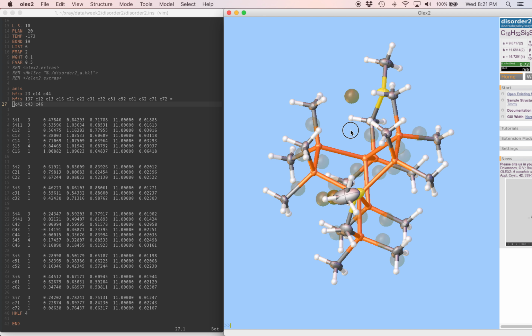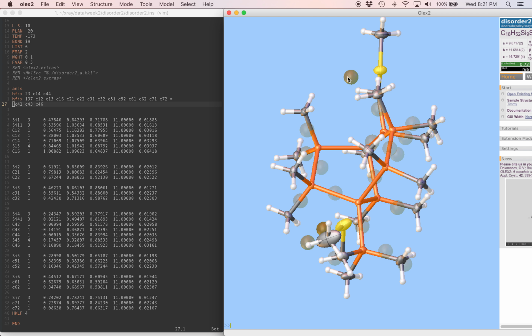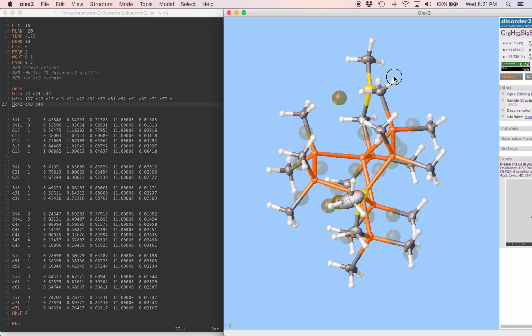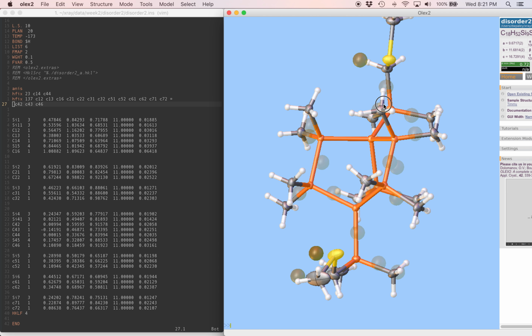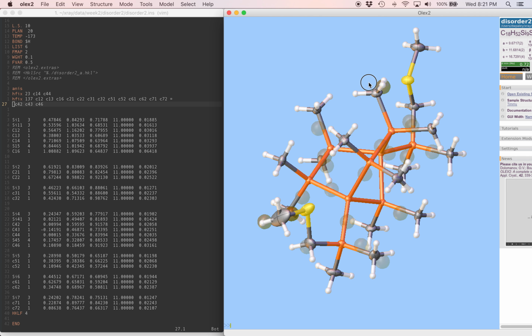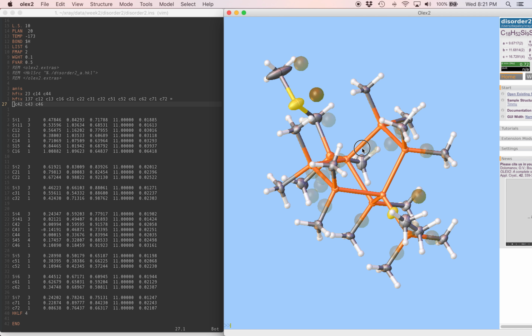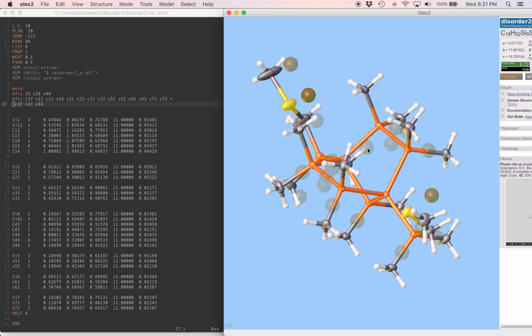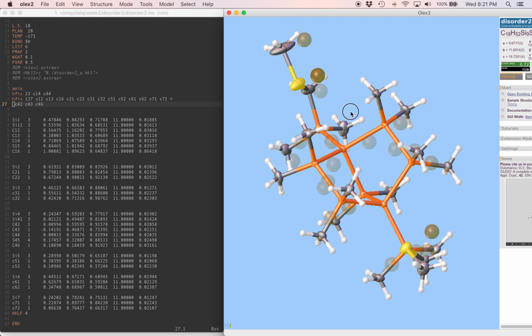Over here, another large Q peak is 1.2 electrons, and that's in a very similar position near the other methyl thio group. So there's a good chance that we're going to be looking at a disorder of both the methyl thiomethylene end groups here.